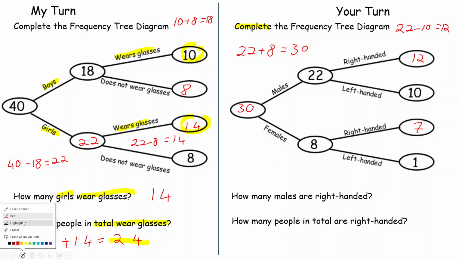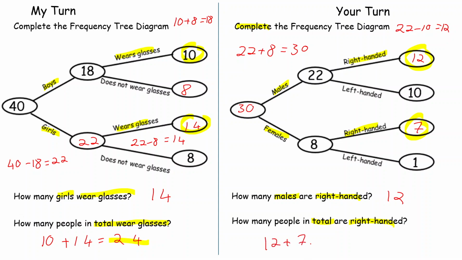And then the questions below: how many males are right-handed? So you're looking at males that are right-handed. You're looking at 12 on that first one, so the first one is simply going to be 12. There we go. And then how many people in total are right-handed? So you're looking at males or females that are right-handed. It's going to be 12 add 7, which gives you 19, and that is your answer for this one.